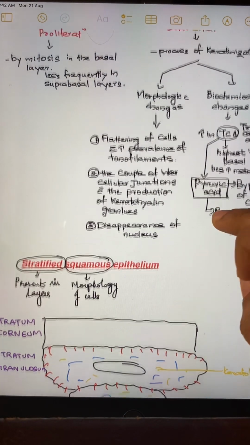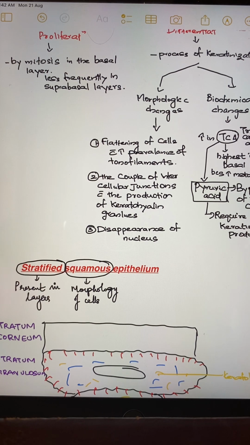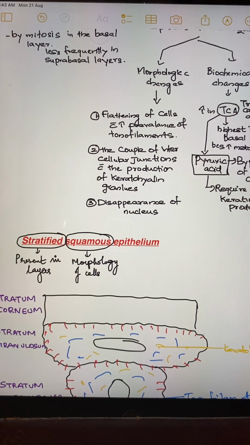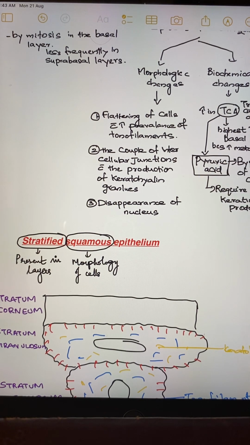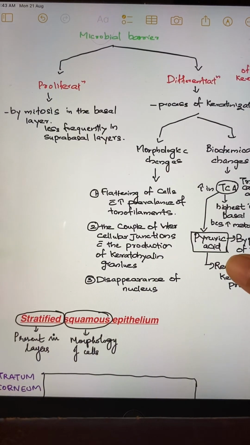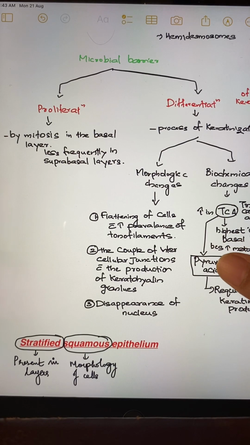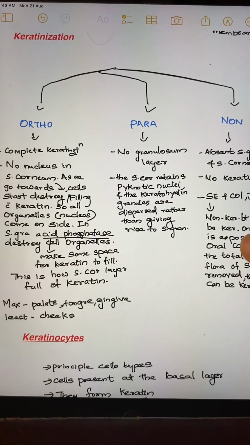Then what are the biochemical changes? They are the increase in the TCA. TCA is the tricarboxylic acid cycle. This is highest in the basal layer because the basal layer has more metabolism. So the TCA activity is greater in the basal layer. And then pyruvic acid, this is a byproduct of the TCA cycle. This pyruvic acid is required for keratin production. So these are the two changes happening in the gingival epithelium. I think that you are clear with that.